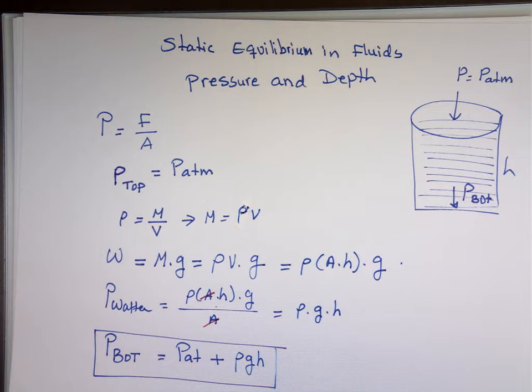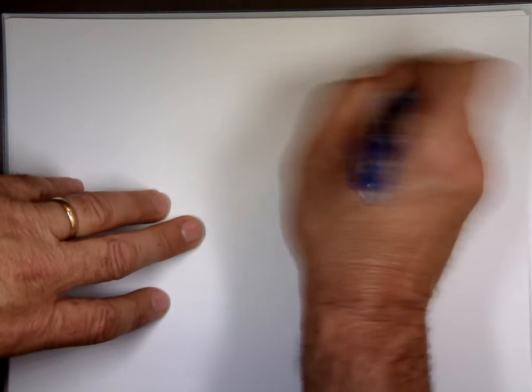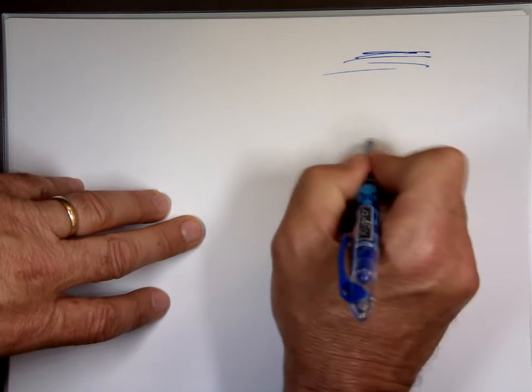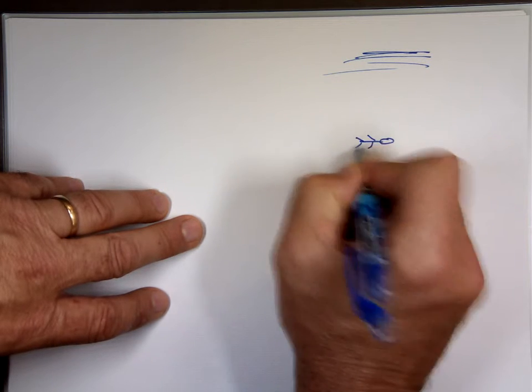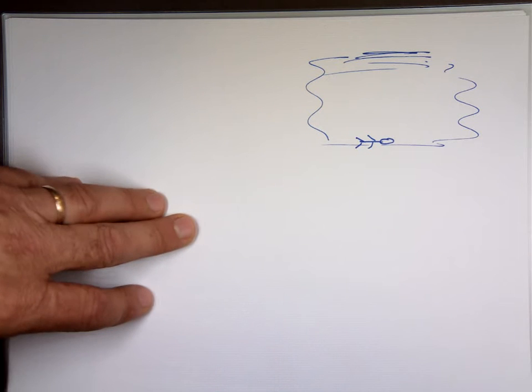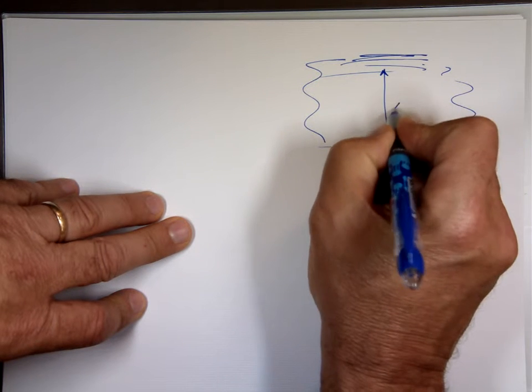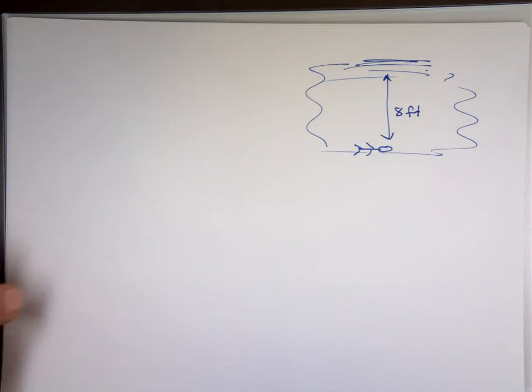Let's take an example here. I'll take a couple examples actually. Let's look at this one. You decide to go swimming, and you're down at the bottom. This is water, and there's you in the water there, at the bottom of the pool. How deep is the pool? 8 feet deep on the bottom. In-ground pool, 8 feet deep. What is the pressure on you on the bottom of that pool?